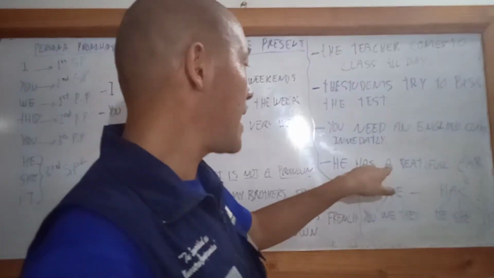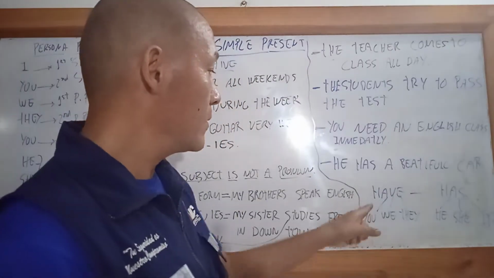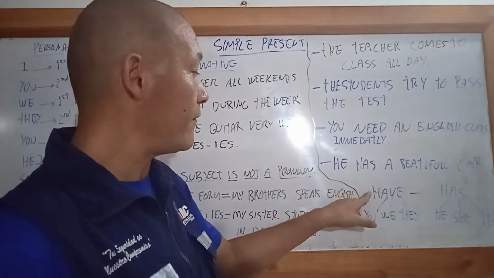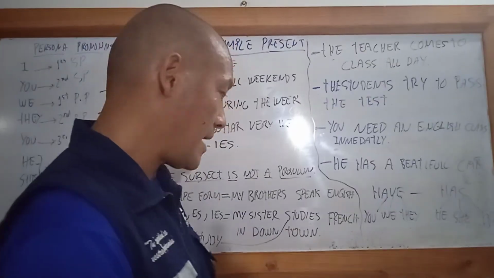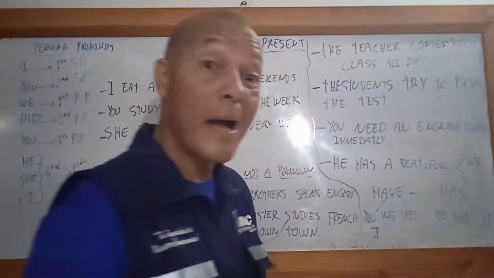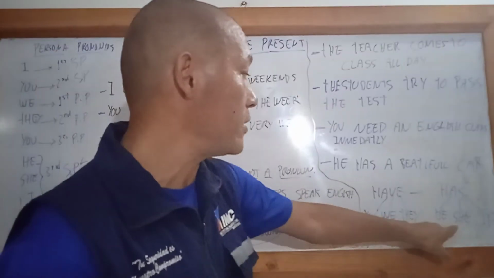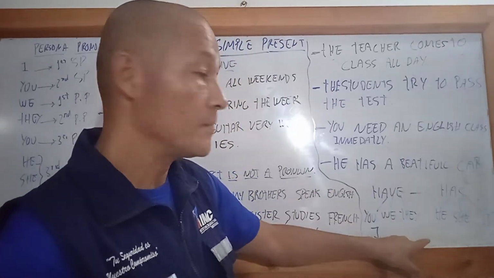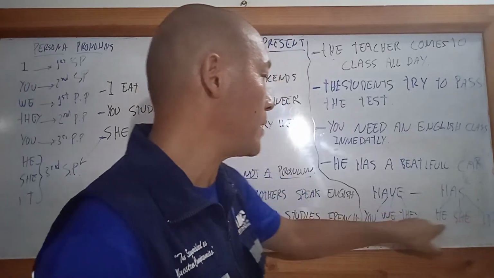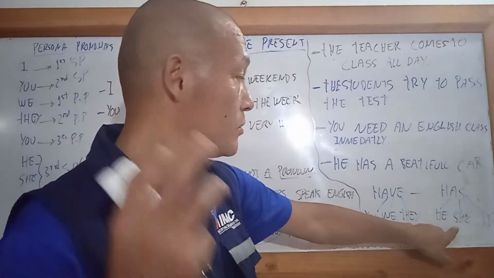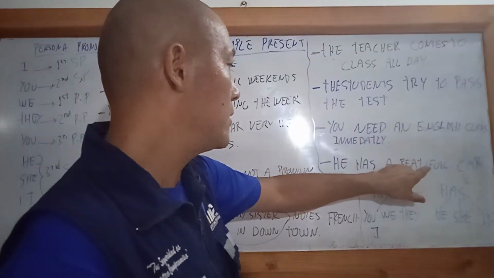He has a beautiful car. What happened with the verb have or has? In this case, the verb have in a simple form is used with you, we, they, and I. But when we work with those pronouns that represent the third person singular, have changes to has. I repeat that. When we use the personal pronouns that represent the third person singular, the verb have changes to has. Like this example, he has a beautiful car.